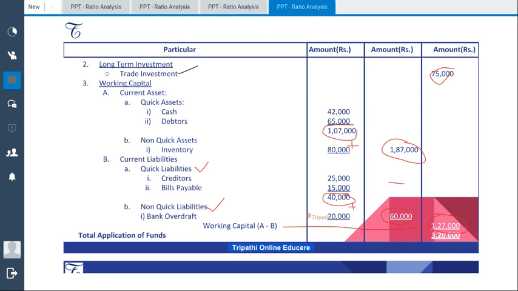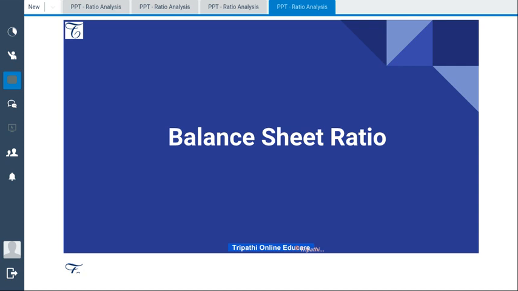Right now, this was the financial statement which we have prepared in the vertical form. That is, we have prepared vertical income statement and vertical balance sheet with the help of the information which was given in the problem. Now, based on this vertical income statement and vertical balance sheet, we will have to find out the ratios. So we have three different types of ratios. In that, the first one is balance sheet ratio. Second one is revenue statement ratio, and the third one is composite ratio. So let us start with balance sheet ratio first.